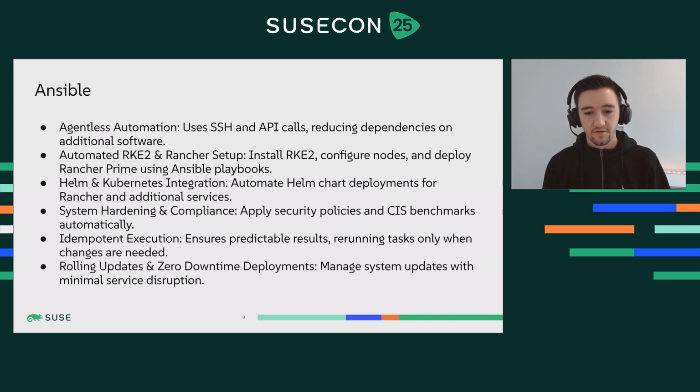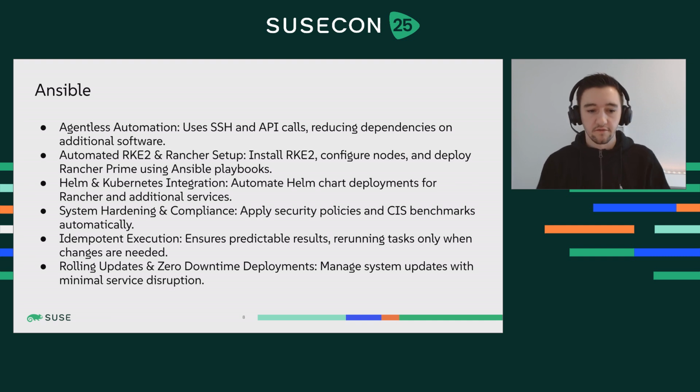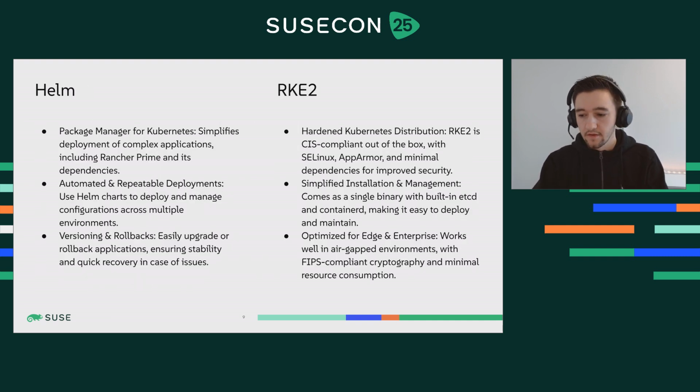And we have multiple tasks and checks to check if the system is correctly running. And we even have zero downtime deployment possibilities to manage the system updates in later steps. So after Ansible is deployed and the playbook for RKE2 is rolled out, we have the ability to roll out all other things with Helm.